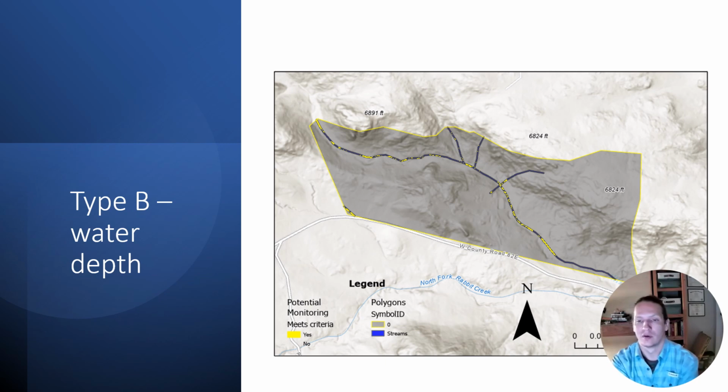And so, based once again on the Earth's surface and things, these are places that should pull water. For the longest, water should pool there. So these are the good locations for our Type B monitors, which monitor water depth.